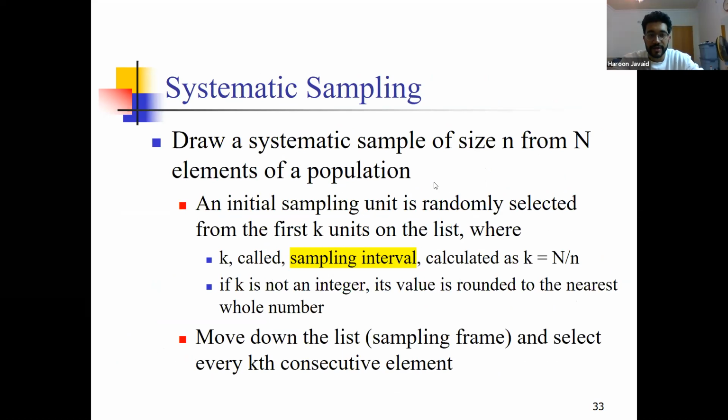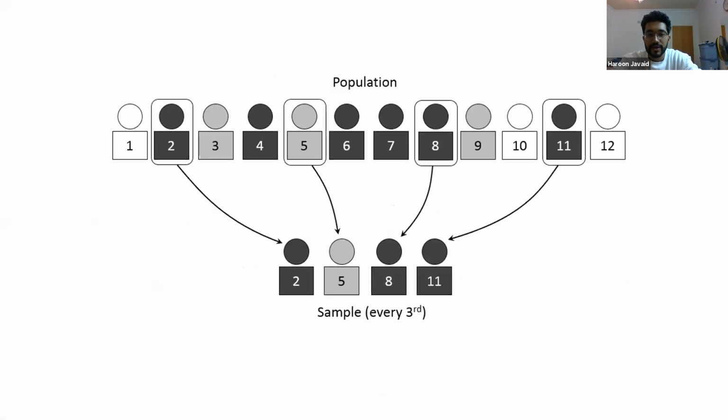Let's work with an example. It's a lot easier to understand. For example, we have a total of 1, 2, 3, 4, 5, 6, 7, 8, 9, 10, 11, 12. We have a total population of 12 individuals. We need a sample size of 4.